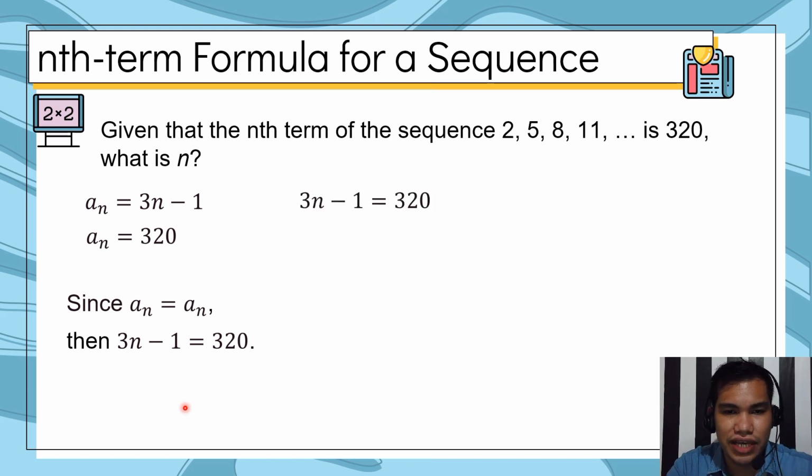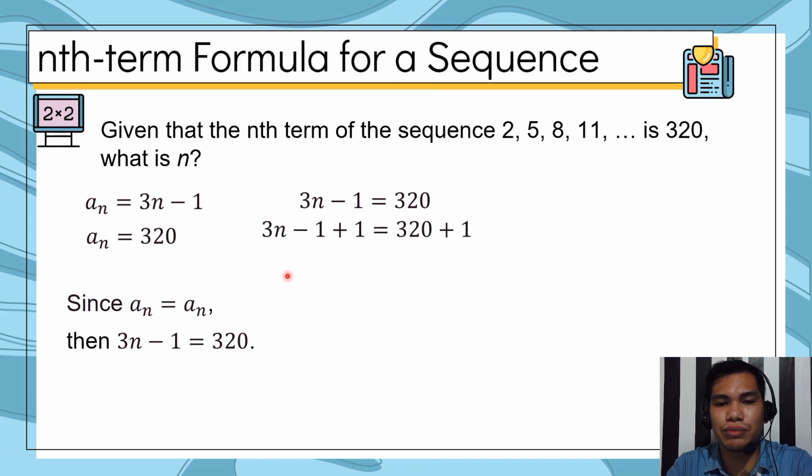So we have the equation 3n minus 1 is equal to 320. Next, you might say, sir, transpose. No, it is not transposition. The word transposition is not applicable in this equation. The correct term is addition property of equality. What we are used to in elementary or high school is being taught to transpose the 1 to the other side. No, that is not transposition. That is the addition property of equality. What does it mean? I add 1 on this side, and I add 1 on the other side.